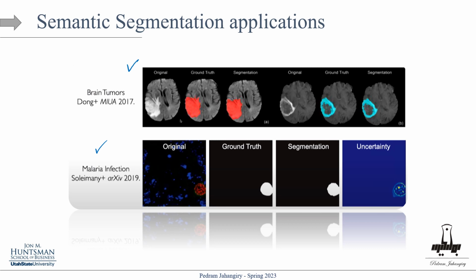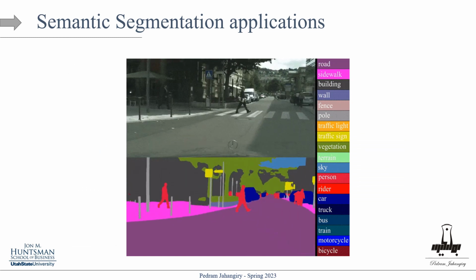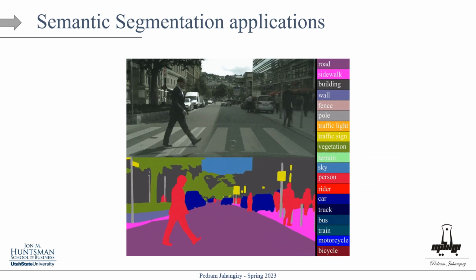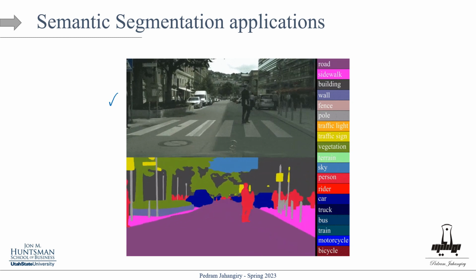We can also look at the semantic segmentation application in self-driving cars. And this is, for example, how it's going to look, right? And again, we can do it in real time. So this is a real-time example.